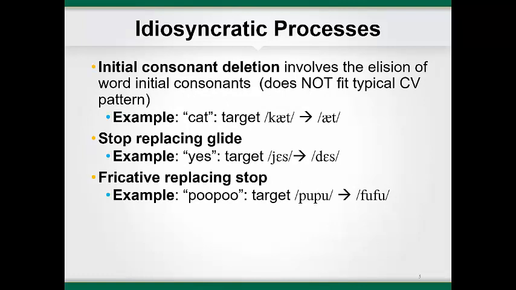The phonological process of initial consonant deletion refers to the deletion or elision of a word initial consonant from the onset of a syllable. Again, it might be difficult to distinguish this process from glottal replacement, but it's important to try to determine which of the two processes applies.